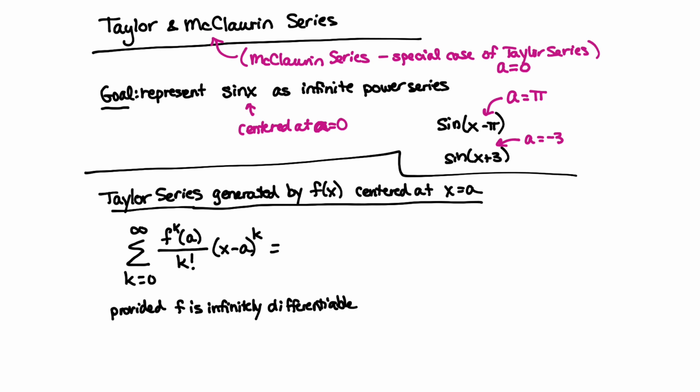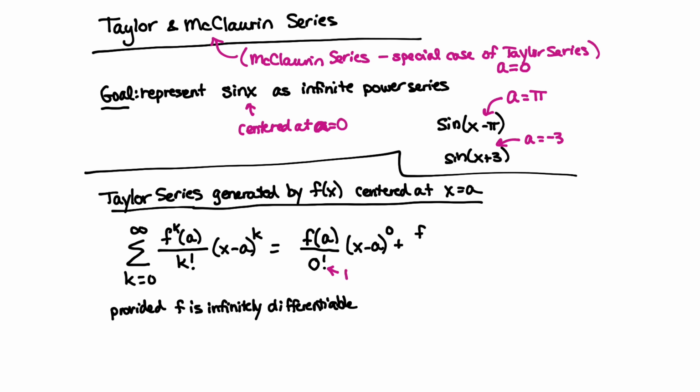So when k is 0, that means take the 0th derivative. Or in other words, just write the function f and plug in the value a. And underneath you would write 0 factorial times x minus a to the 0th power. What's 0 factorial, by the way? 0 factorial is 1, right? 0 factorial is just 1, just so we know.